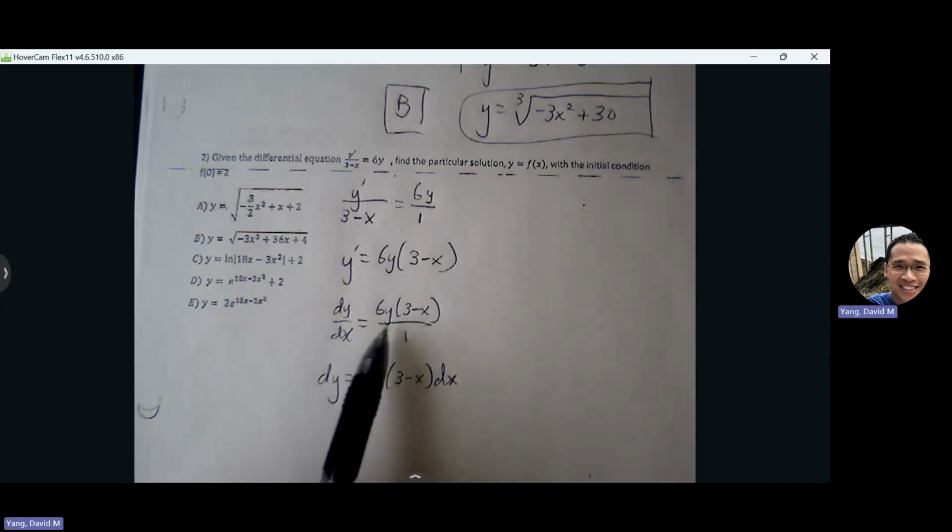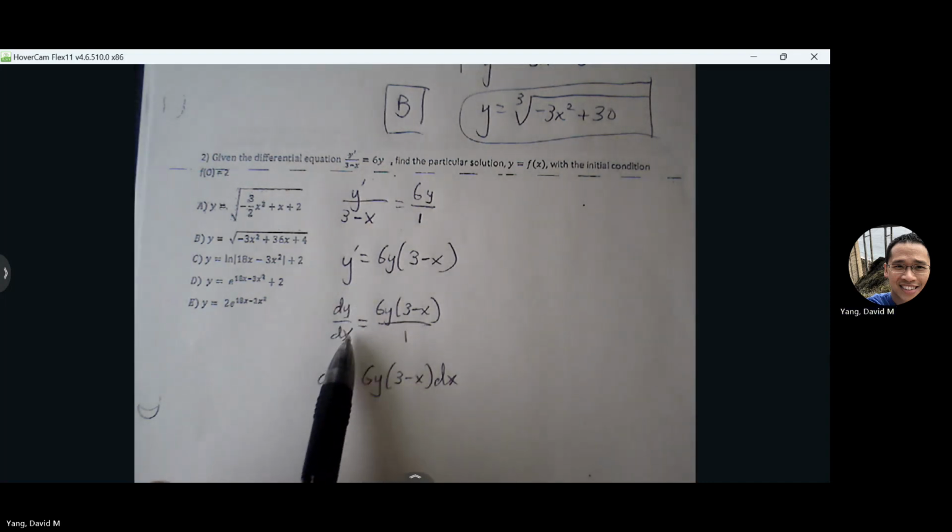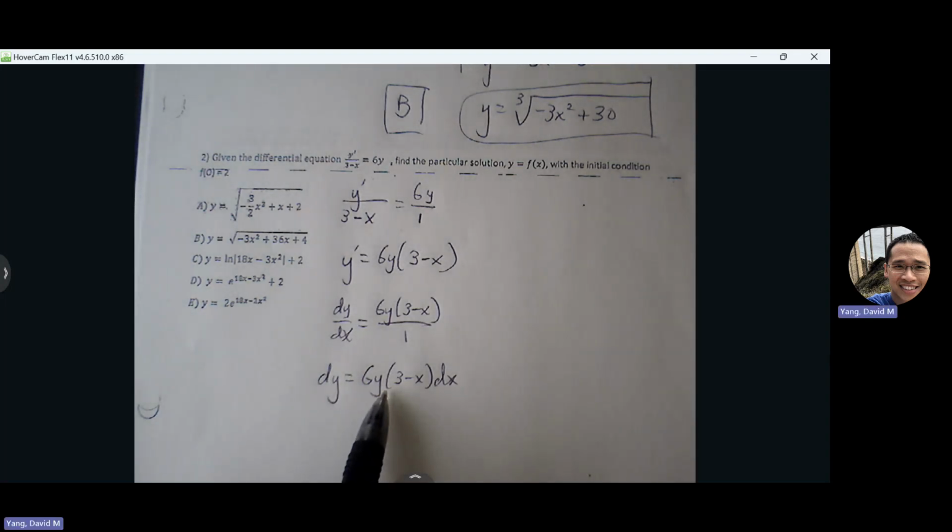So I cross multiplied again, and I get dy equals 6y times 3 minus x dx. What's one thing that's out of place that we can move? Just a y, yeah. We don't have to move the 6 along with it. The y and 6, they're being multiplied. If it was 6 plus y, then yeah, we'd have to move that 6 along with it. But here, only move the y. The 6 doesn't have to move.